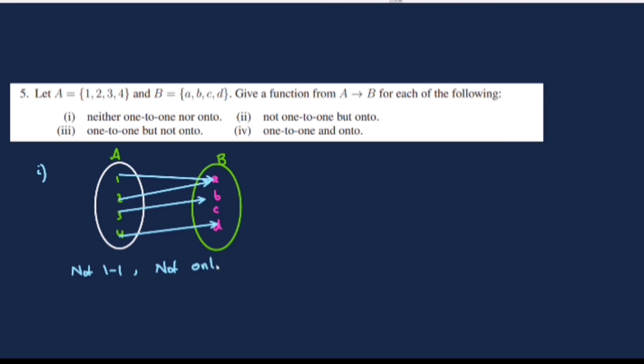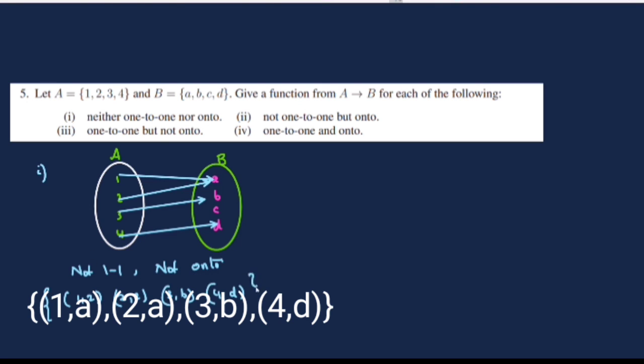Why is it not onto? The codomain is a, b, c, d. The range is a, b, d. So this is not a 1-to-1 function, not an onto function. You can write it down here. This is an example for neither 1-to-1 nor onto. Now the second part of the question: it should not be 1-to-1, but it should be onto. Is it possible? Not possible here.